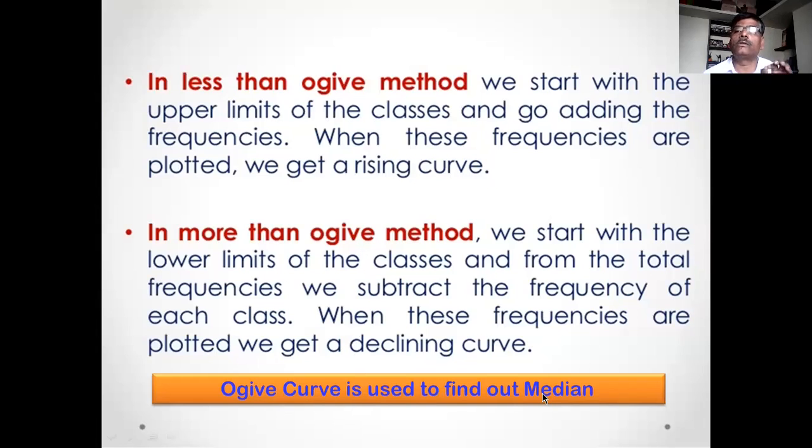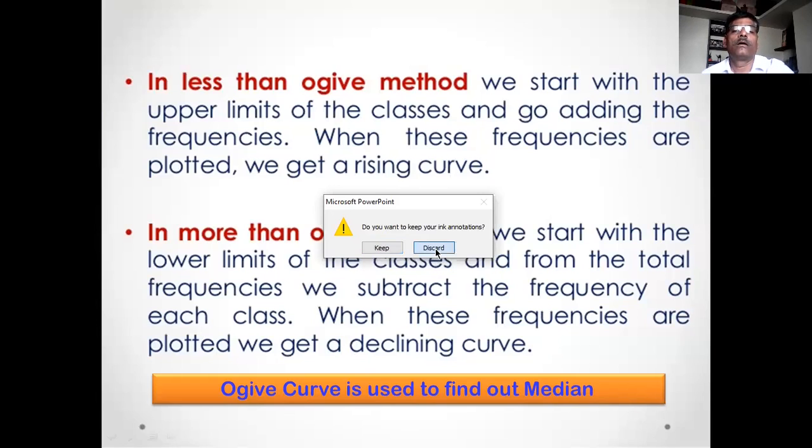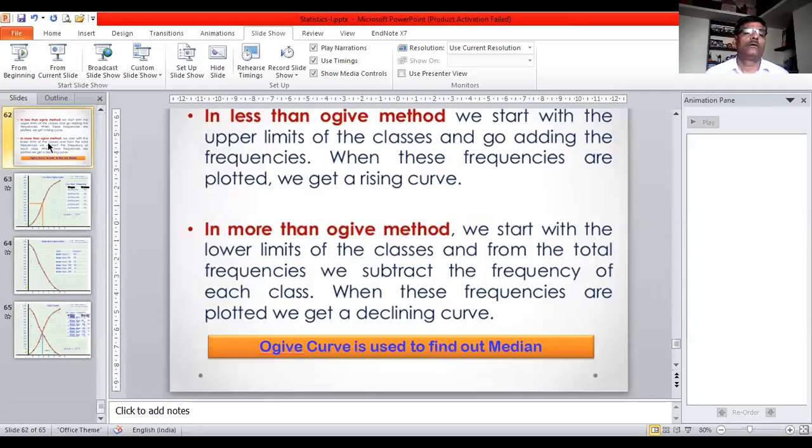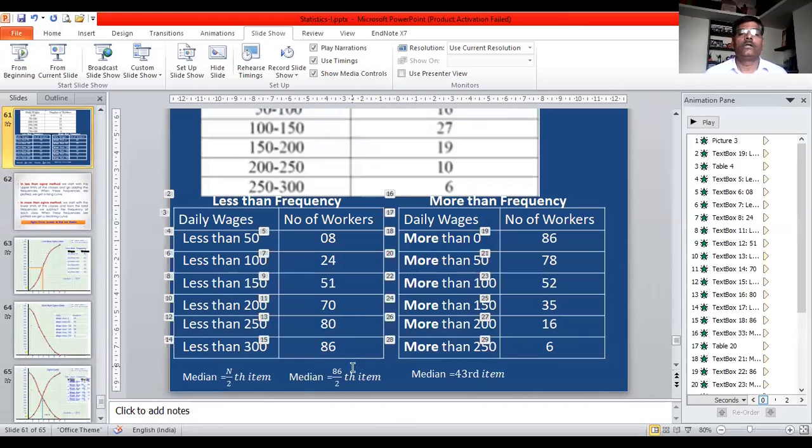Median is calculated on the basis of the ogive curve. How to calculate it? You see here. With the help of only the less than frequency, you draw the less than frequency curve, and median is equal to the n divided by 2th item. N is total 86. 86 divided by 2 is the 43rd item. The 43rd item is called the median. This is to be identified in the graph. I will show in the graph itself.